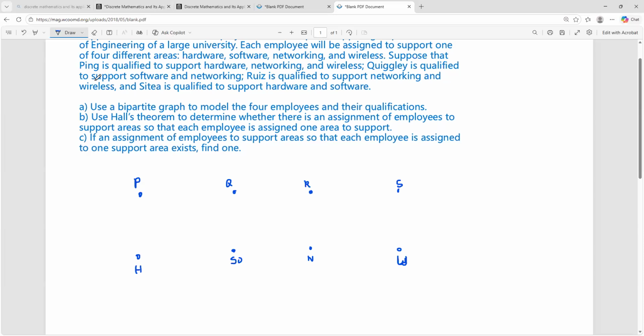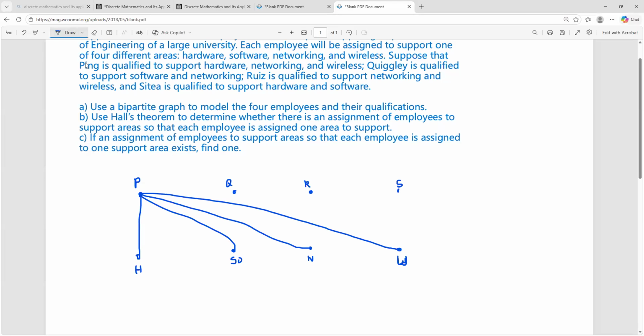All right, use a bipartite graph to model the four employees and their qualifications. So what do we know? We know that Ping is qualified for software and hardware and networking and wireless.